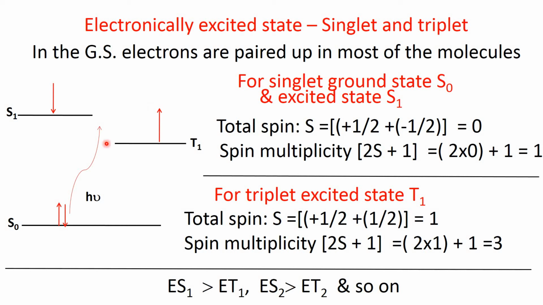For every singlet excited state, there will be a triplet excited state. That means for S1 there will be T1, for S2 there will be T2, etc. And one more point you have to remember, that the energy of the singlet excited state will be greater than the energy of the corresponding triplet excited state. That means the energy of S1 will be greater than the energy of T1, or the energy of S2 will be greater than the energy of T2, and so on.